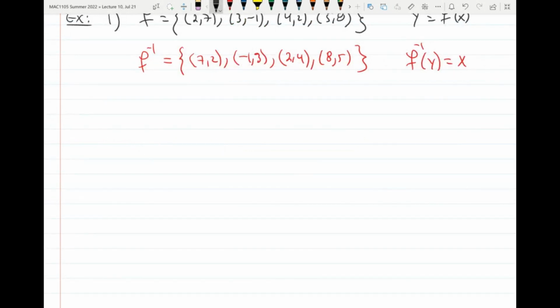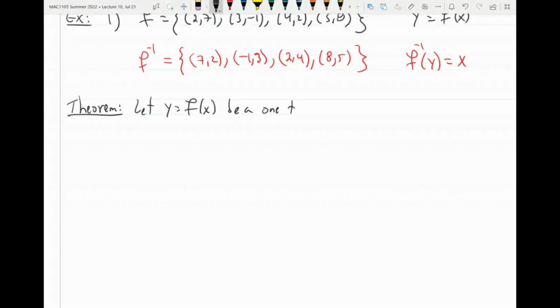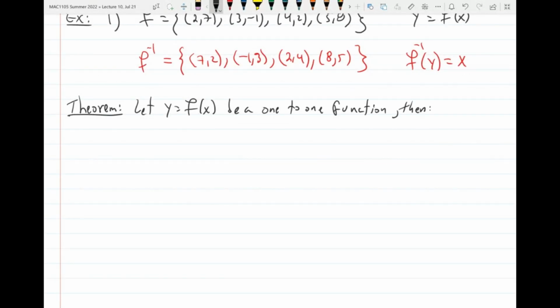So let me say that as well. Theorem: let y equal f of x be a 1-to-1 function. I'm saying this so that we can talk about its inverse. Then what we can say for sure is that we know exactly what the domain of the inverse is going to be, and we know exactly what the range of the inverse is going to be. We don't even need to compute it, as long as you know the corresponding information for f.